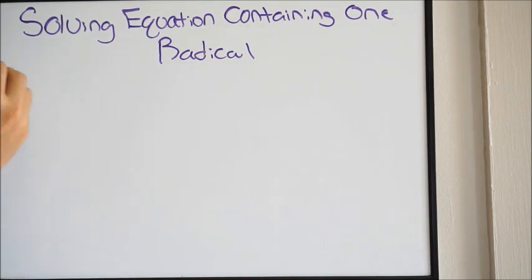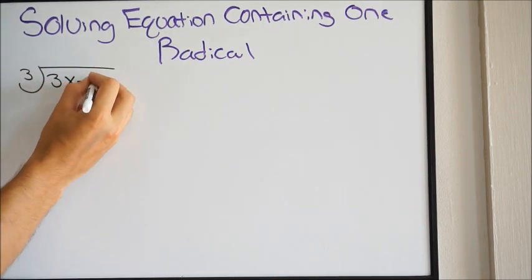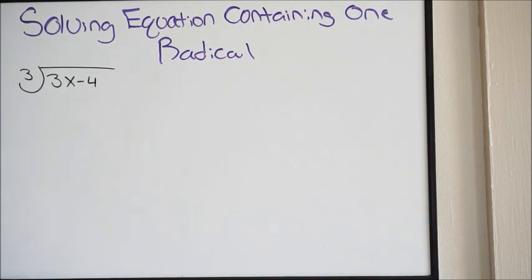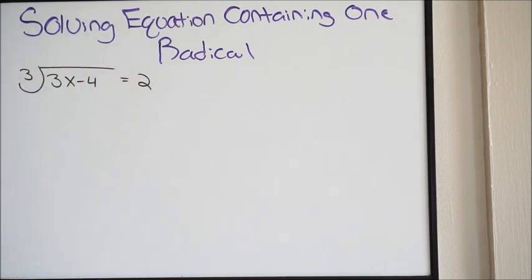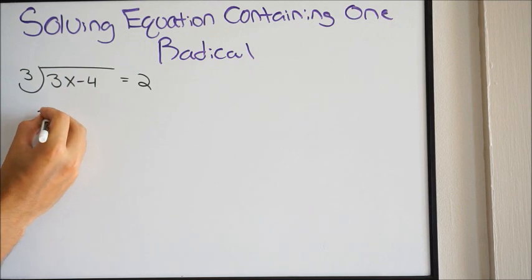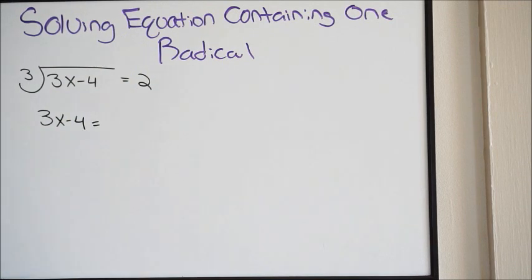So we'll have the following: the cubed root of 3x minus 4 equal to 2. Again, we're dealing with a cubed root here, and notice how it's already isolated. So in order to get rid of this cubed root, we're going to raise each side to the third power, right? So when we raise this side to the third power, we'll be left with just what's inside the radical, which is 3x minus 4, right? And 2 to the third power is going to be 8, all right?